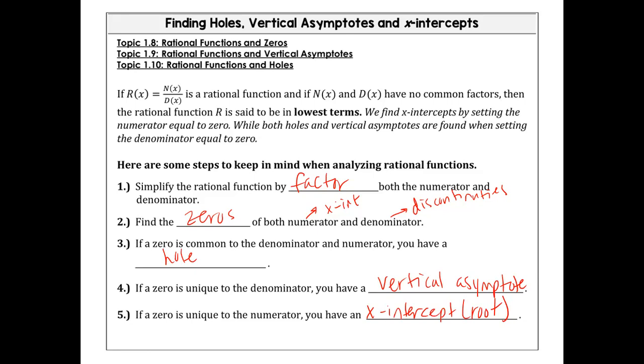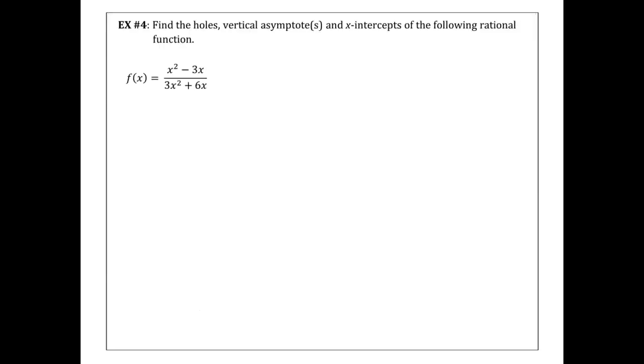Okay, so each piece of the rational plays a role. Your numerator's job is to tell you your x-intercepts. Your denominator's job is to tell you your discontinuities. But if one cancels the other out, we create a what in our function? A hole. Okay, that's going to be our stopping place.